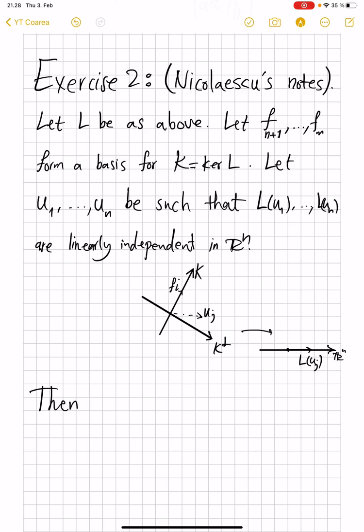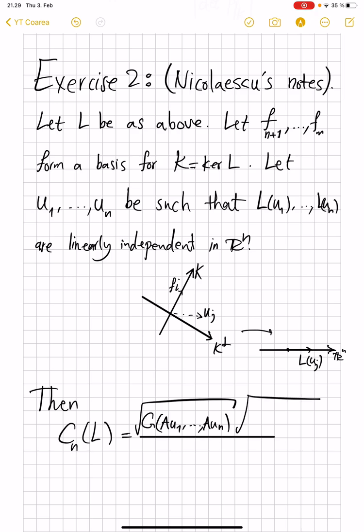Then this Coarea factor to the power 2 equals, okay, are you ready for this? The Gram determinant of the vectors A, U, A, U, N. We take the root of the Gram determinant of Fn+1 through Fm, over the square root of the Gram determinant of U1 through Un, Fn+1 through Fm.